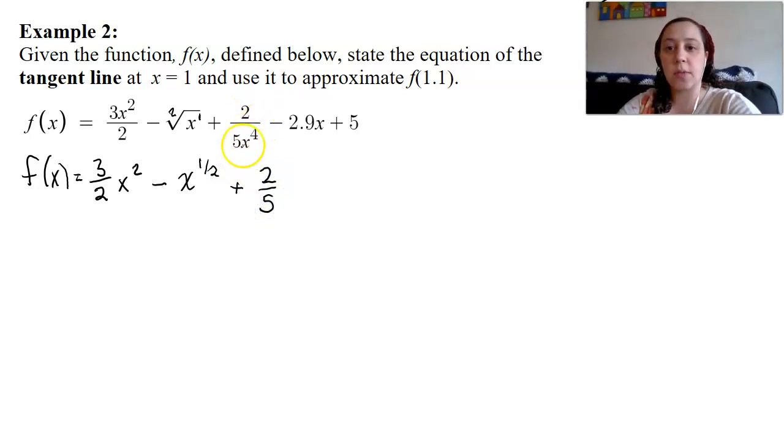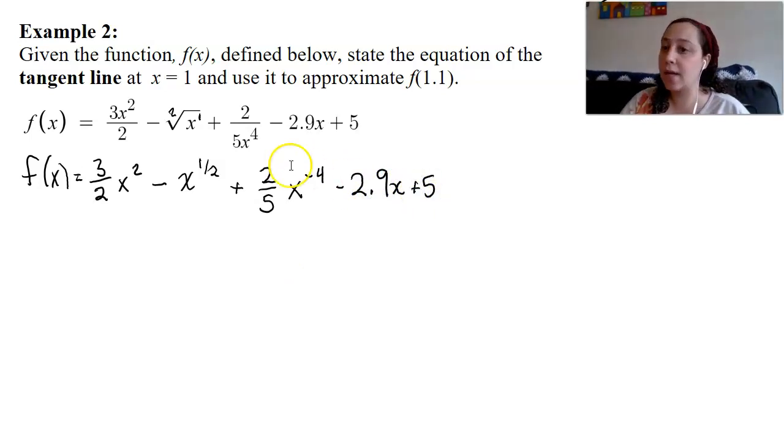Now, if I have something in the denominator, I want to bring it to the top by changing the sign of the exponent. Minus 2.9x plus 5. Notice, again, I'm not taking the derivative. I just rewrote the function. So I need to write f of x here. Now that I've rewritten it, I can find f prime of x.